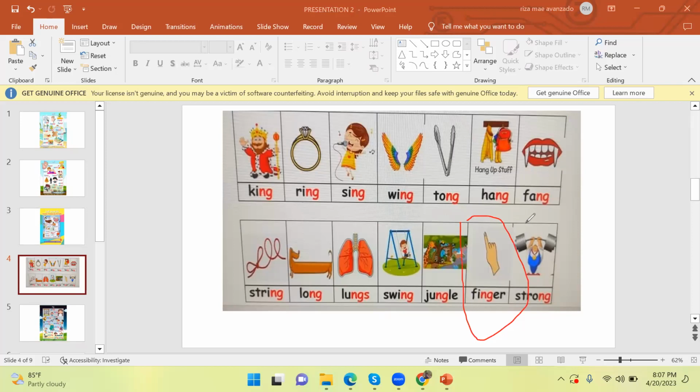Finger. Very good. Can you show me your finger, Julia, like this? Yes. Okay, please show me. Okay, very good, finger. How many fingers do you have? Five. Okay, five, the other one. Ten. Okay, 10 fingers. Very good. How about this one, the last word?